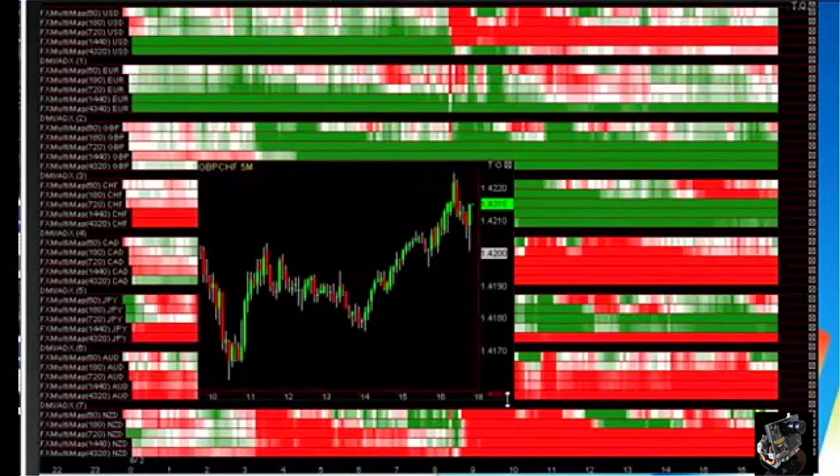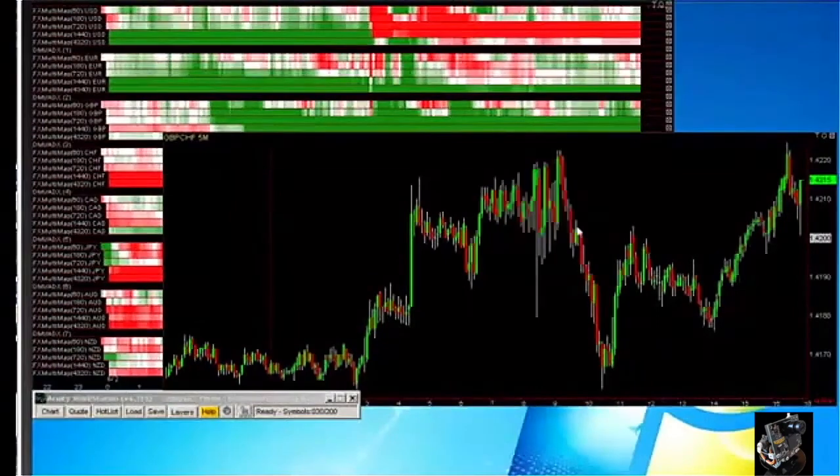Pound Swiss, for example. Let me go ahead and get the pound Swiss in there. It's going to be confusing. You don't even know which way is going up, which way is going down. So if you want to focus on something that has separate colors on it, for example, pound New Zealand.